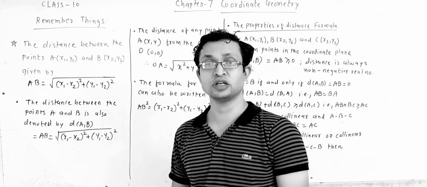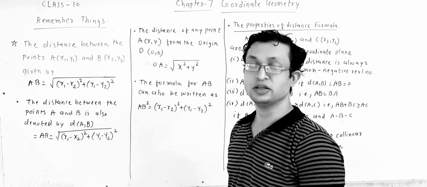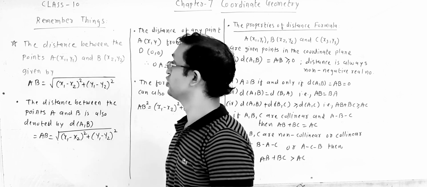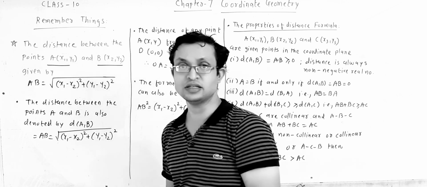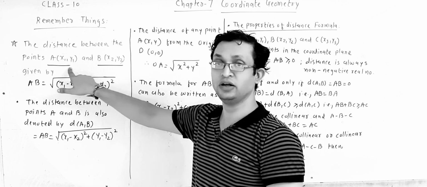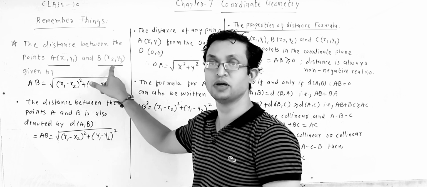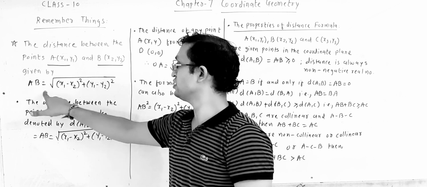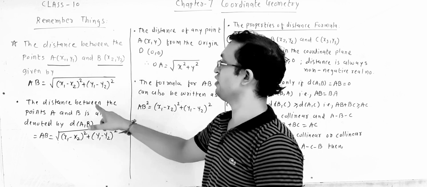Here are the important topics for coordinate geometry, and to find the distance formula. The distance between the 2 points A (x1, y1) and B (x2, y2), where the points do not lie on the axis but lie in a quadrant, is AB equal to square root of (x1 minus x2) square plus (y1 minus y2) square.